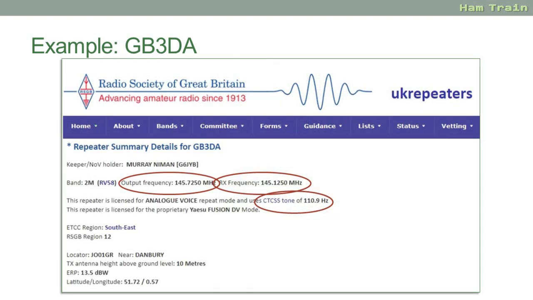All of the repeaters in the UK are listed on the ukrepeater.net website. On the screen now, you can see the entry for GB3DA, showing the output frequency, 145.725, the receive frequency, 145.125, again, 600 below, and also the tone of 110.9 Hz.